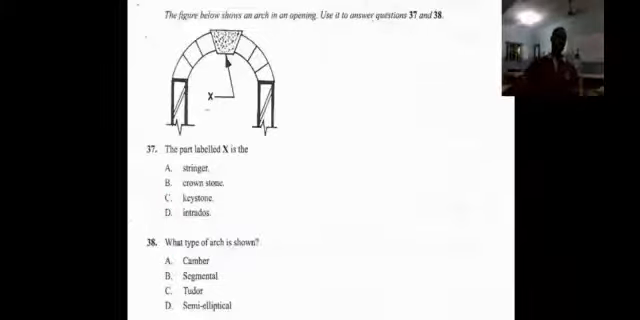38. What type of arch is shown above? The answer is segmental arch, which is B. There are different types of arches. Question 39. The opening where servicemen enter to carry out repair in the building is called what? The answer is manhole.